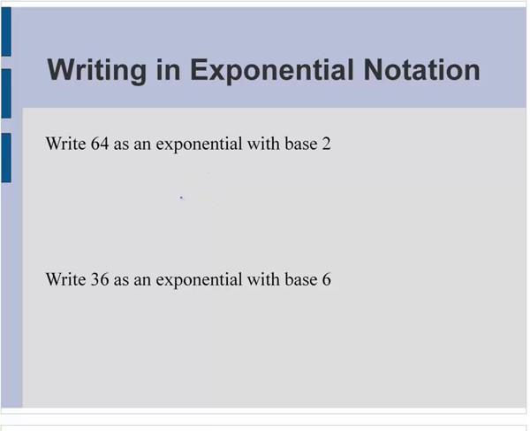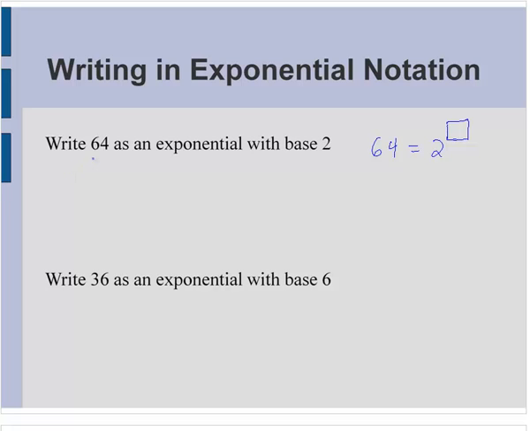Now, we want to take this in a different direction. Here we are asked to write 64 as an exponential with base 2. So the idea here is 64 can be written as 2 to what power? How many factors of 2 would be needed to give us 64?